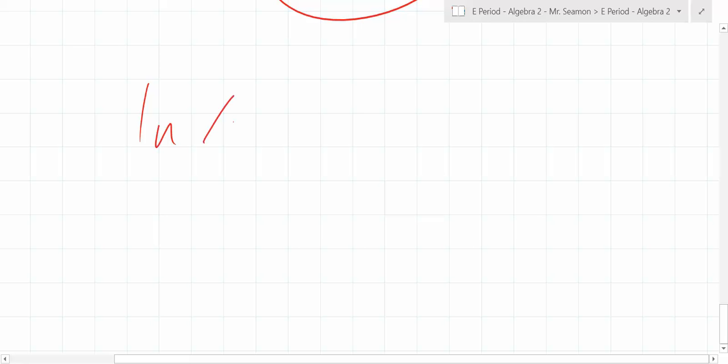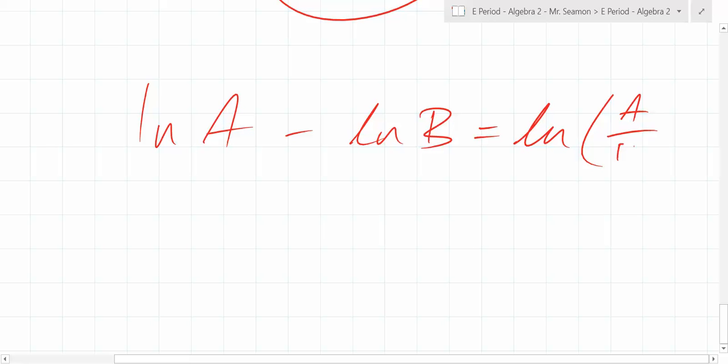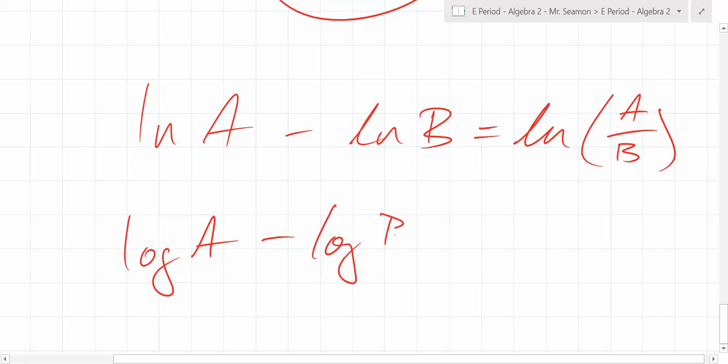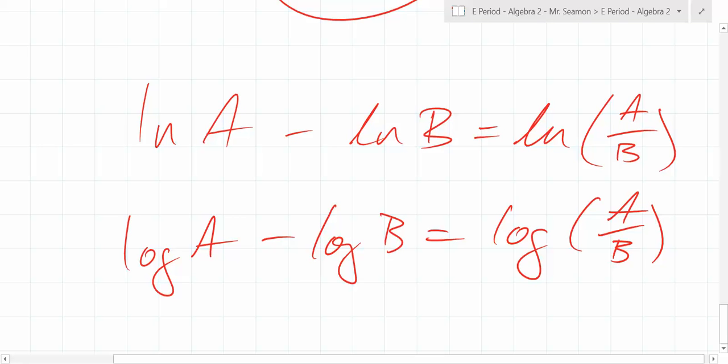What's ln of A minus ln of B? What's that equal to? Ln of A over B, right. It doesn't matter what the base is, right? What's that equal to? Log of A over B. So mechanically, the steps stay the same.